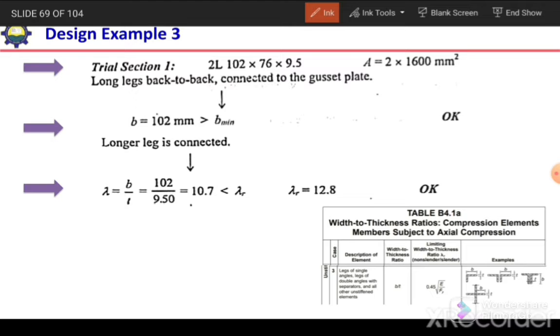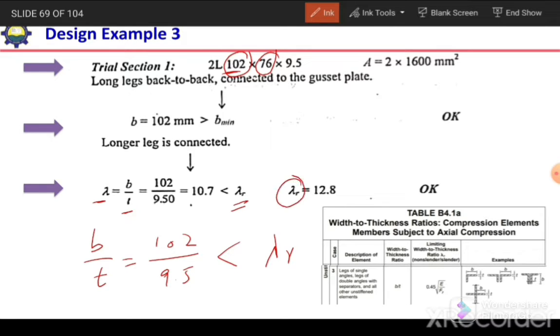So the next is we need to perform the checks of local instability. For that, the slenderness ratio lambda, B over T, should be less than lambda R. So here we have one leg 102 and the other leg 76. If we take B over T for 76, its value will be less, but B over T for this 102, its value will be larger. So we need to consider the larger value, so we will calculate B over T for the larger leg, so 102 divided by 9.5. It should be less than lambda R.